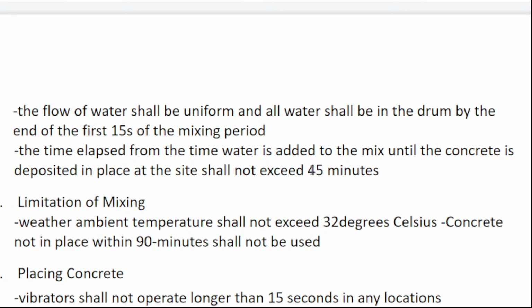So after pouring in, within 45 minutes, it is in the site. The mixture must be in the site, and within 90 minutes placed already on the road. Okay, so it must be placed already within 45 to 90 minutes. So you must be receiving the delivery maximum 45 minutes, and after another 45 minutes, 45 is 90, it must already be placed.